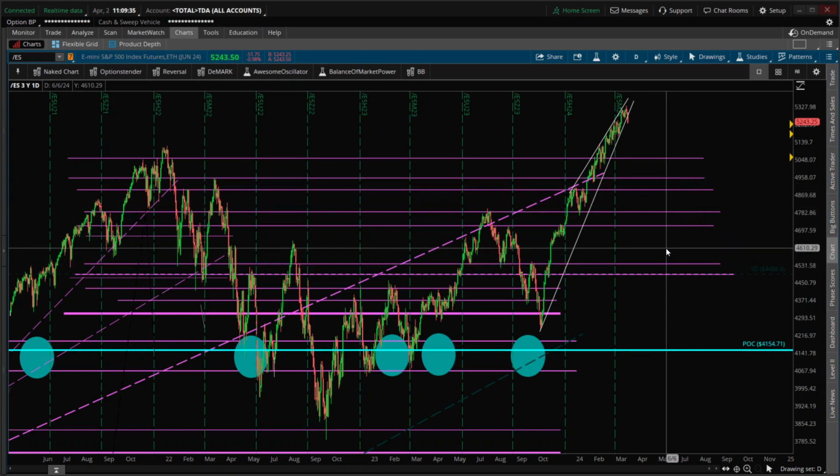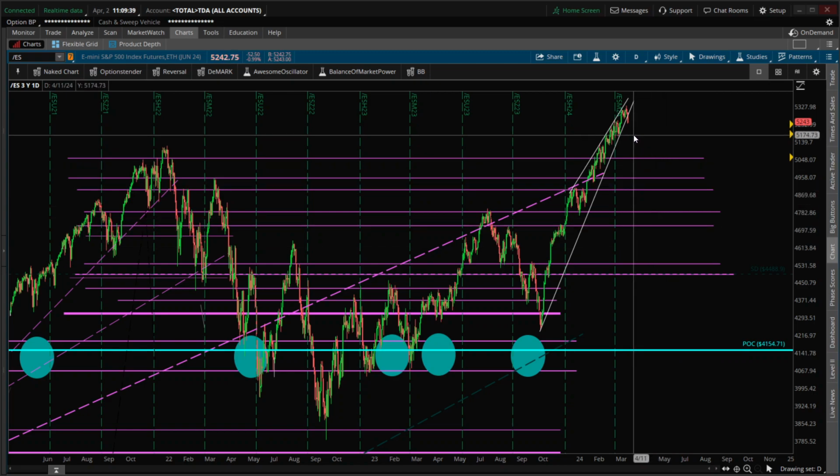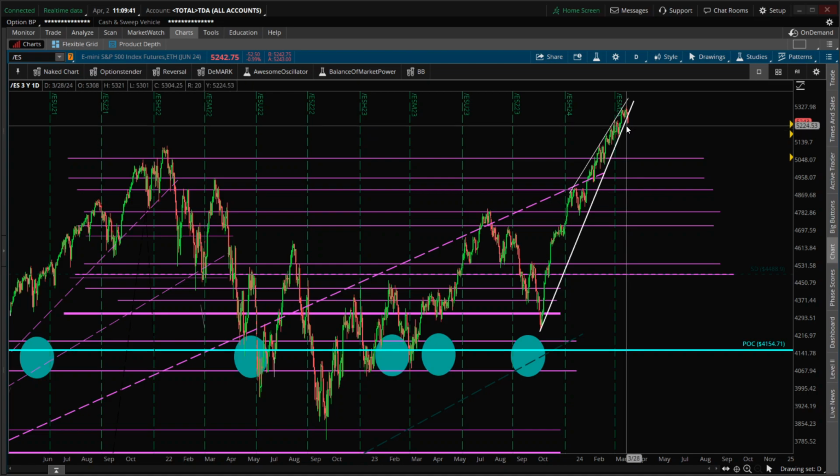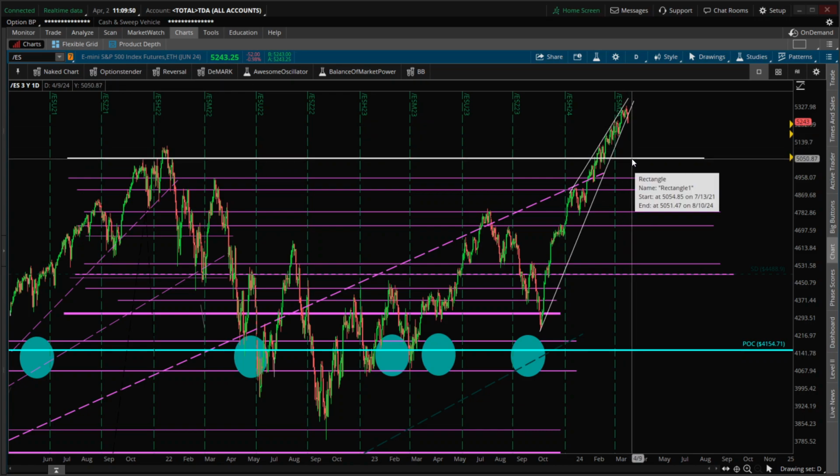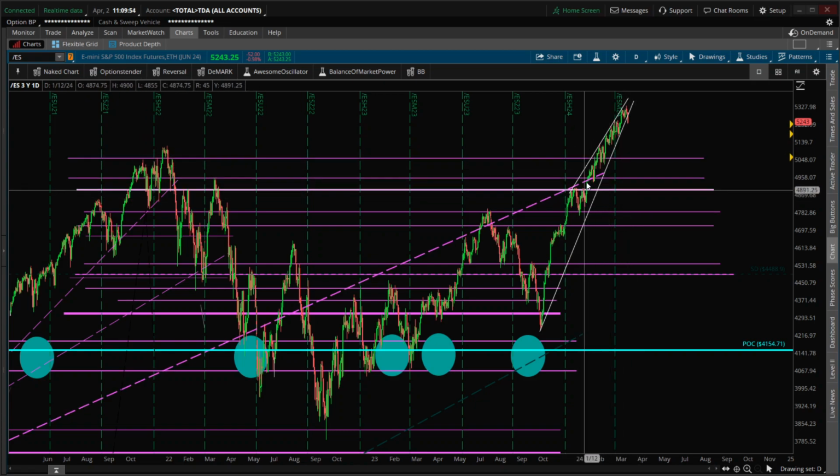Okay, and in a sense, we're just looking for the first impulse, and we'll look for that on the 65-minute before we get to our shorter term projections. But right now, our first target really is about the 5,050 area in the ES. And you see we broke down this rising wedge at this point.